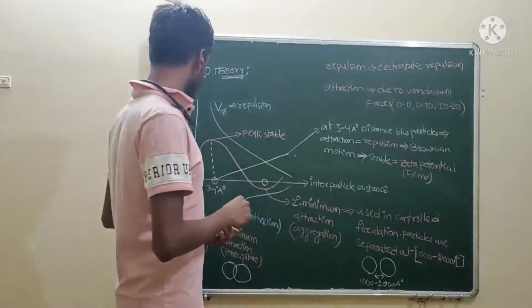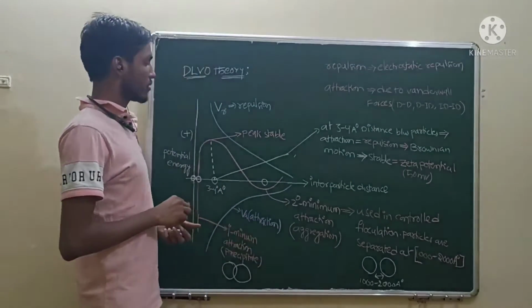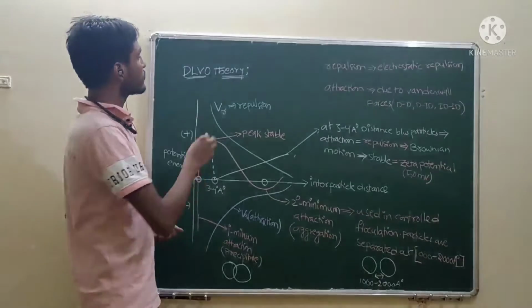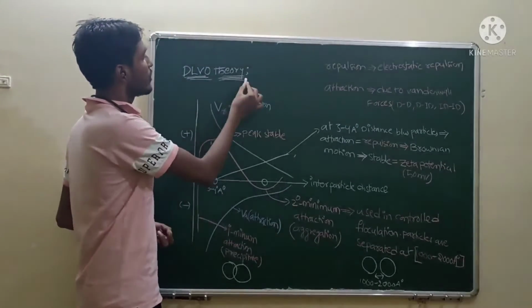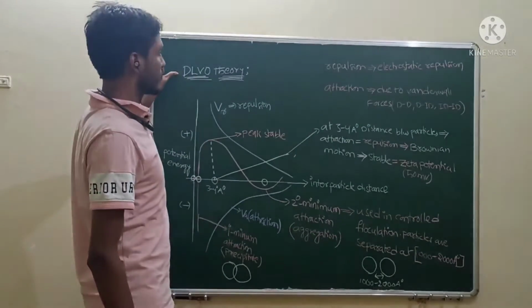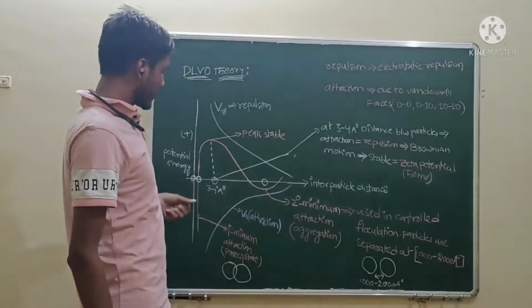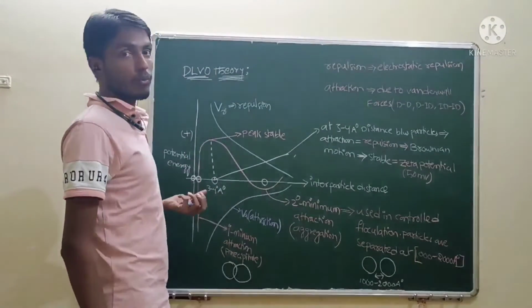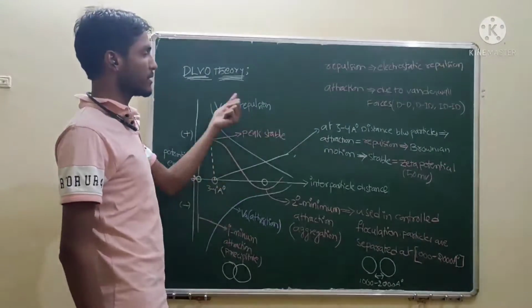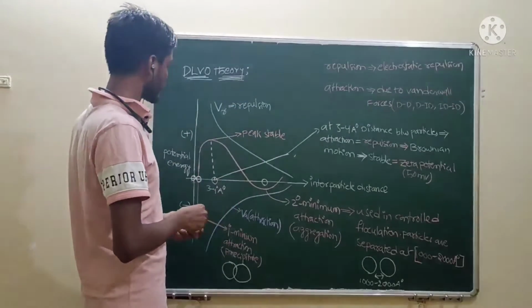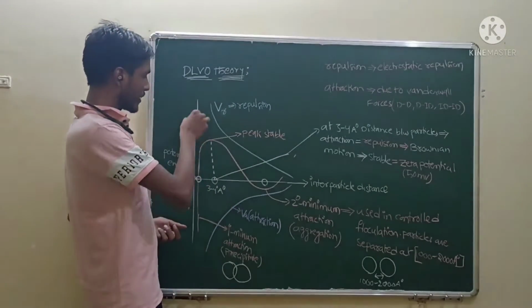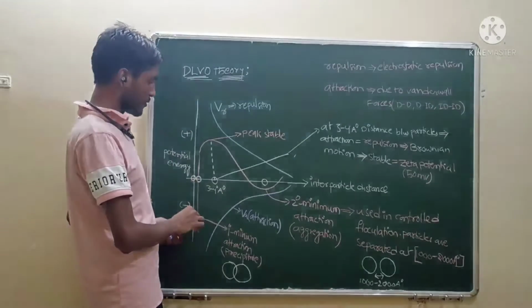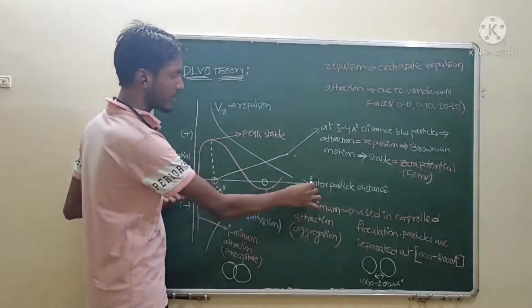So now the topic is DLVO theory. So this graph is there. From this graph, what we can interpret is the major concept in this. So this is the potential energy, positive and negative, and this is the interparticle distance.